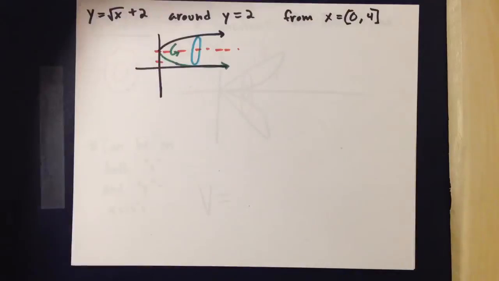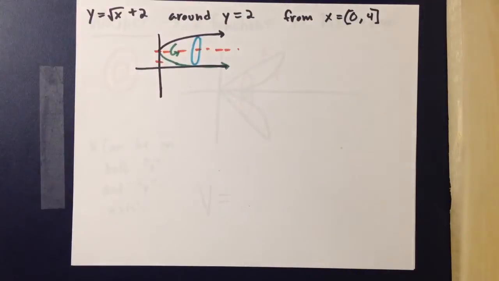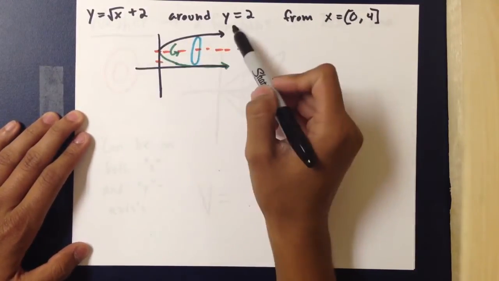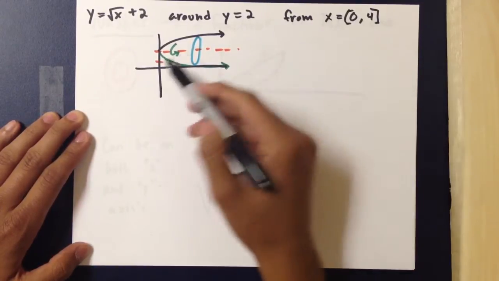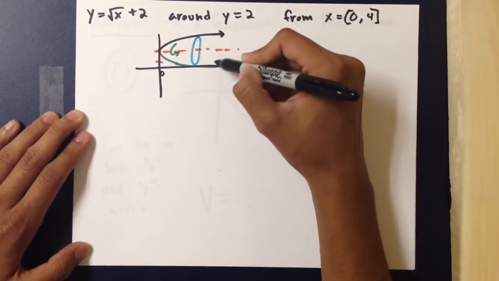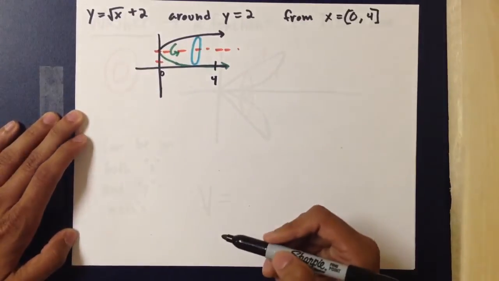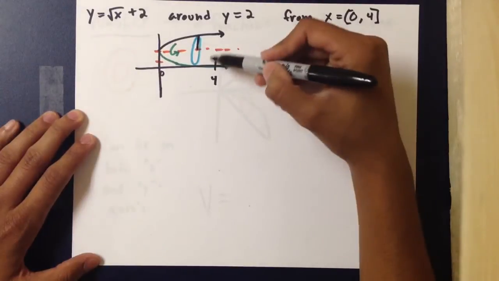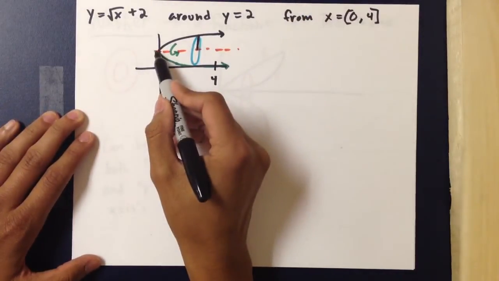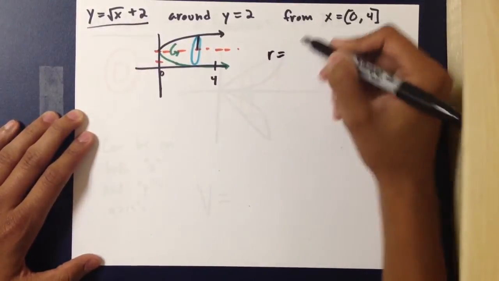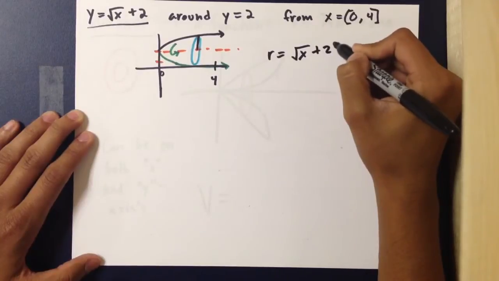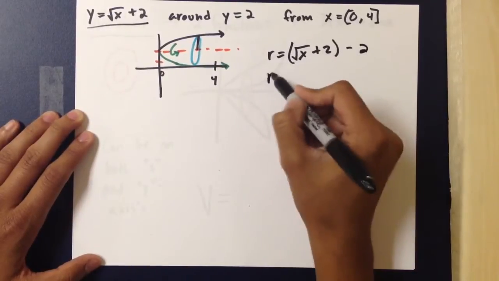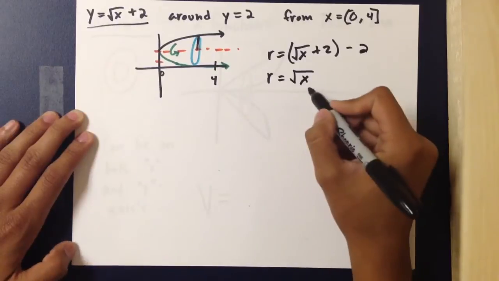Now, let's move on to a problem and use the disk method. So if they ask us for the function y equals the square root of x plus 2 rotated around y equals 2 from x equals 0 to 4, find the volume. First, we would have to find the radius. Since this is moved up 2, we'd have to subtract 2 from the function y, because y equals 2 is the line of rotation. So our radius would be square root of x.